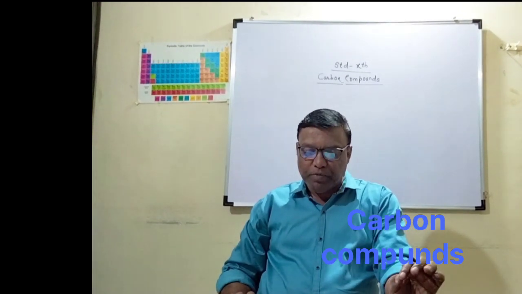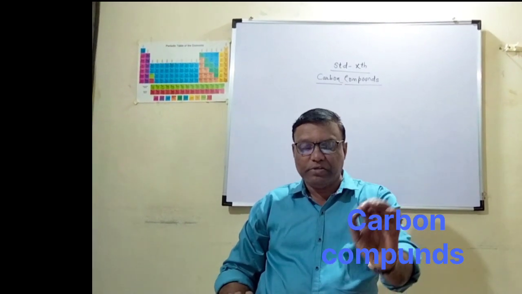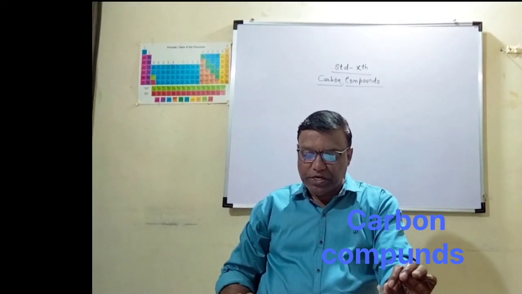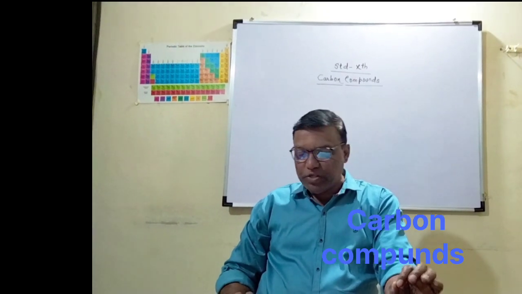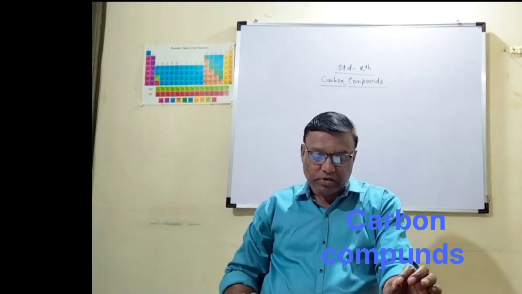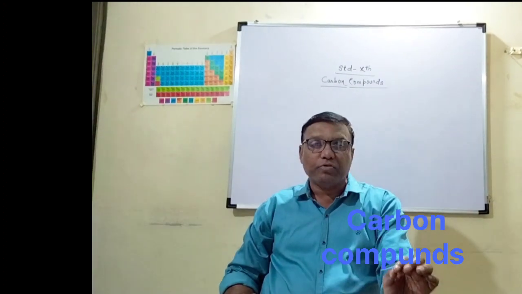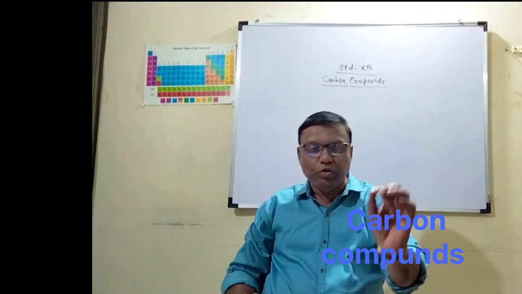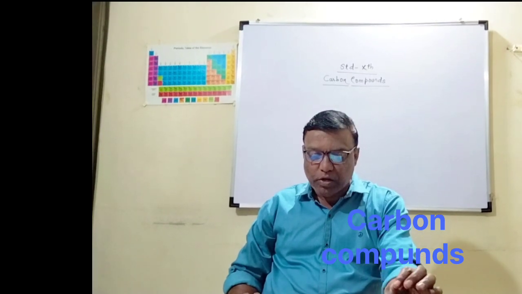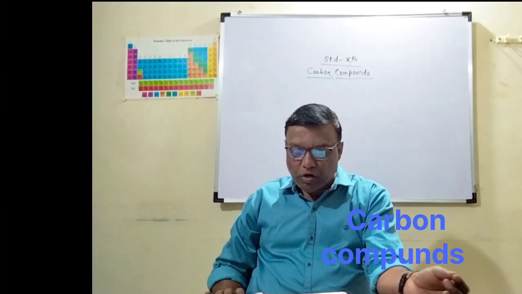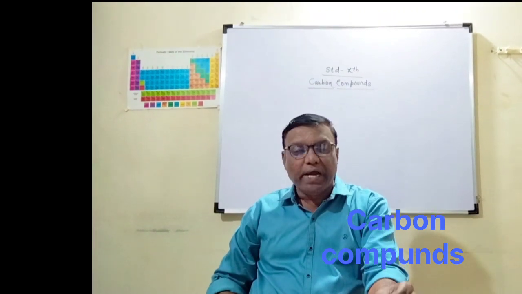Methane, the melting point of methane is minus 183 degrees Celsius, and the boiling point of methane is minus 162 degrees Celsius. Once again you can listen: methane melting point minus 183 degrees Celsius, boiling point minus 162 degrees Celsius. Second compound, ethanol. Ethanol, you know, is commonly called ethyl alcohol. So ethanol or ethyl alcohol, melting point is given as minus 117 degrees Celsius. Ethanol or ethyl alcohol, boiling point is given as 78 degrees Celsius.